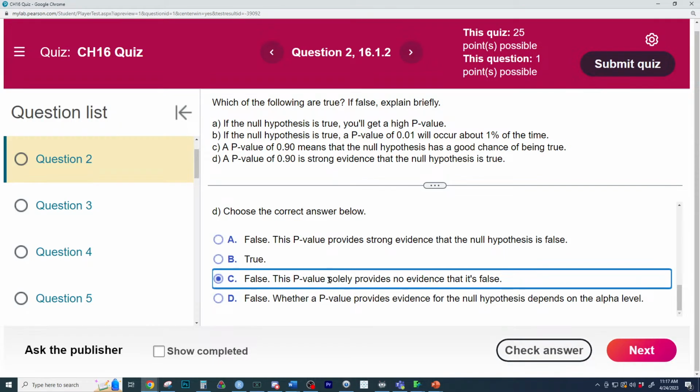The p-value solely provides no evidence that it's false. They should say the p-value is not used for evidence the null is true. The p-value is used for evidence to reject the null, i.e. say it's false, and say we have evidence for the alternative. So they should have maybe even said the p-value is solely used to provide evidence for the alternative. That would have been better, right? Stated right there.